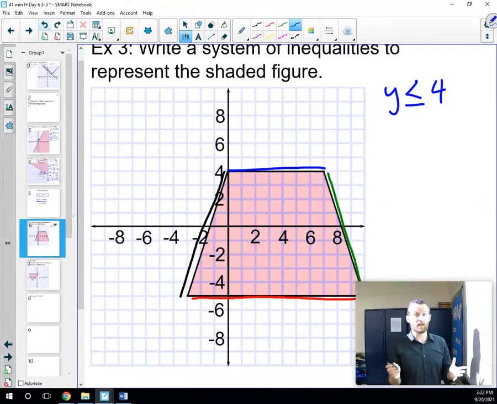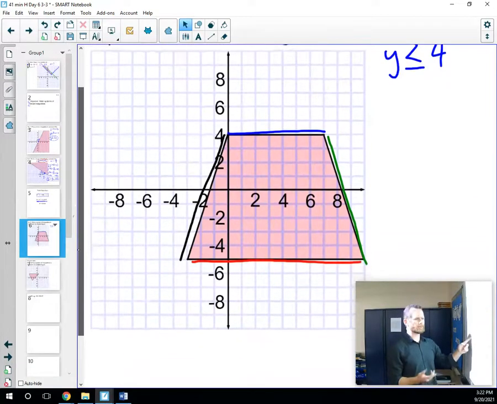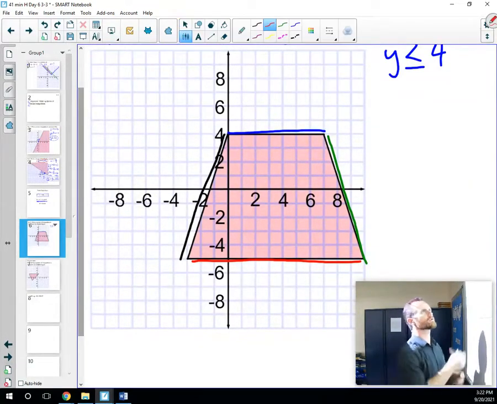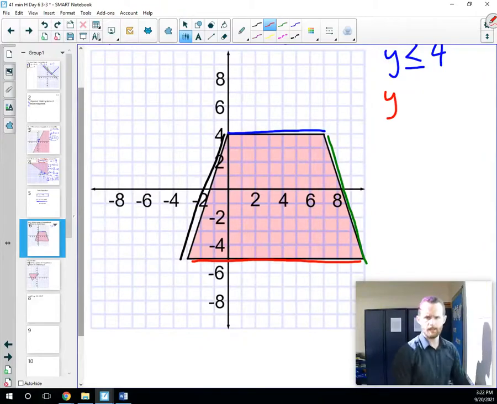So we're done with the blue line. The next easiest one, I think, is going to be the red because that's also horizontal. I'll try to color code these. So it's going to be y, since it's touching the y-axis.